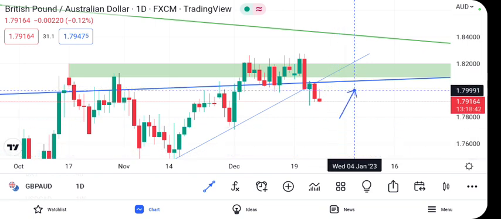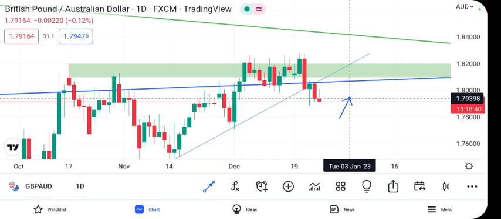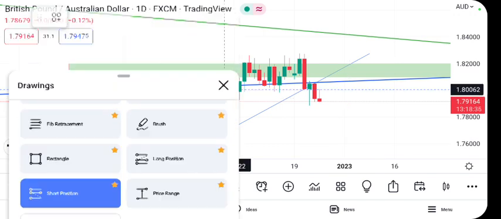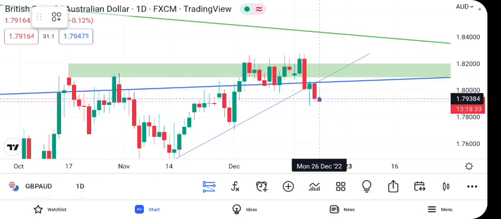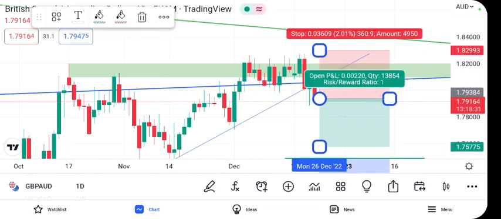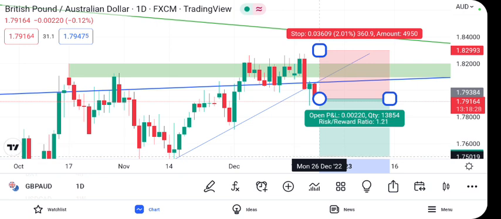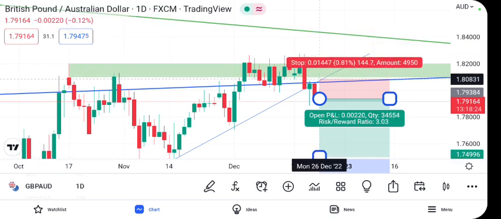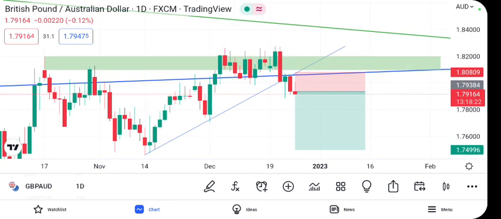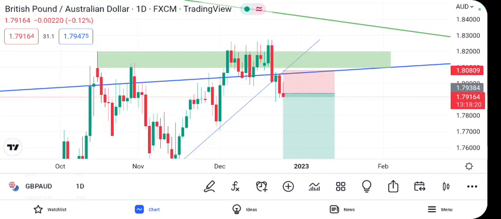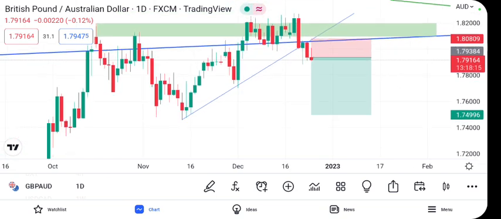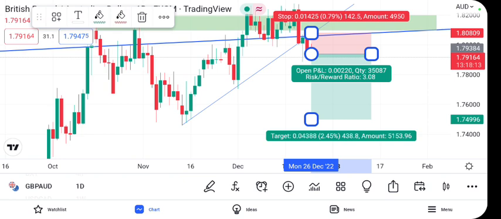So if your entry was here, let me show you. If my entry was here, short position, then my target will be 75, my psychological zone, and my stop loss would be here. That's how I do it. Risk of 1 to 3, it's not bad.